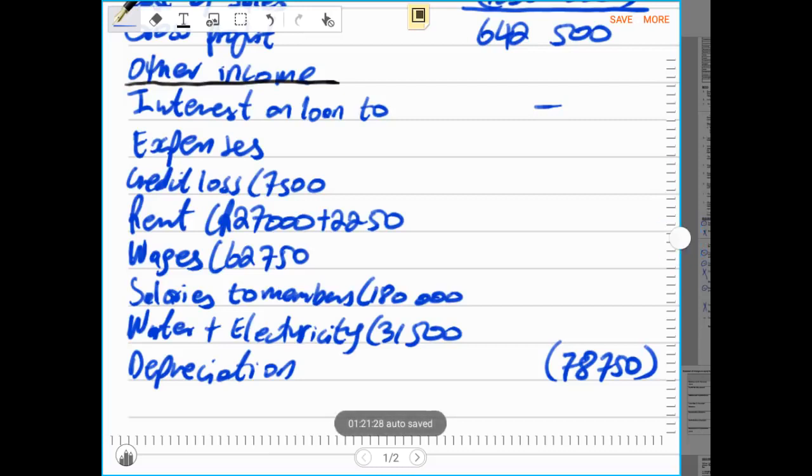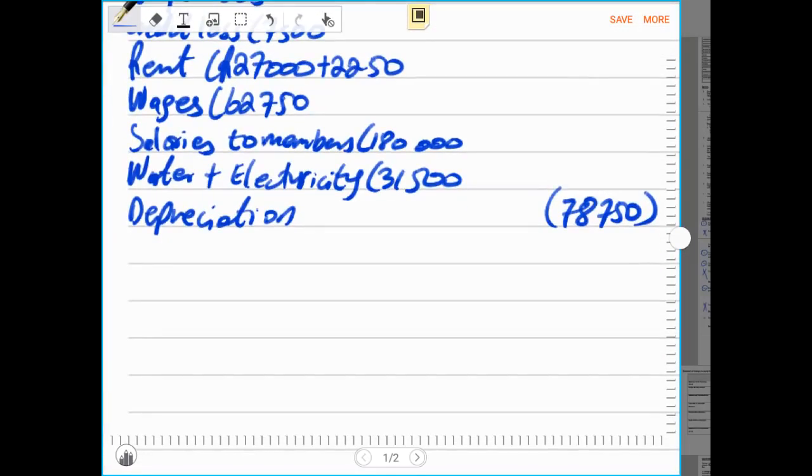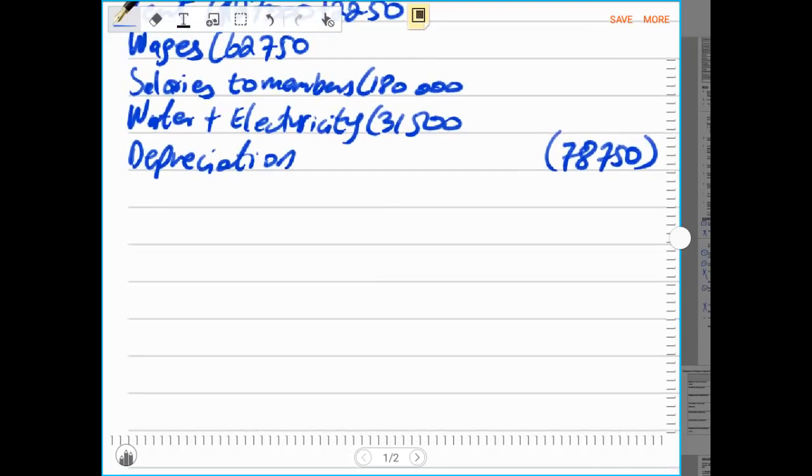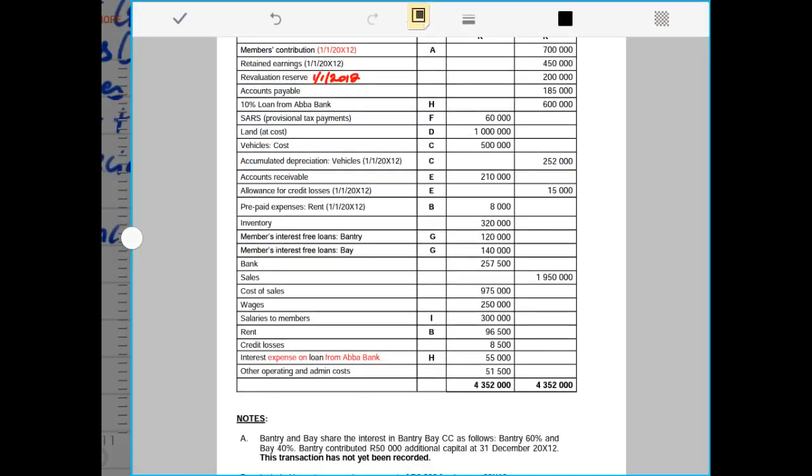So now let us go straight to the next part of the income statement, which is the finance cost. After the expenses, we get to finance cost. Finance cost, remember, will be interest expense. And we do have interest expense that has already been paid.